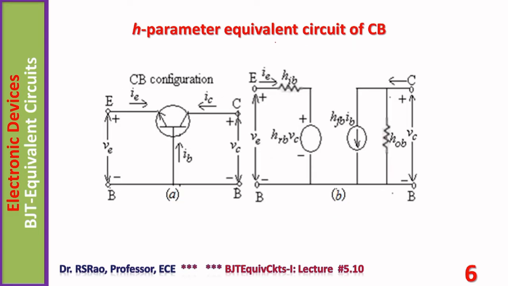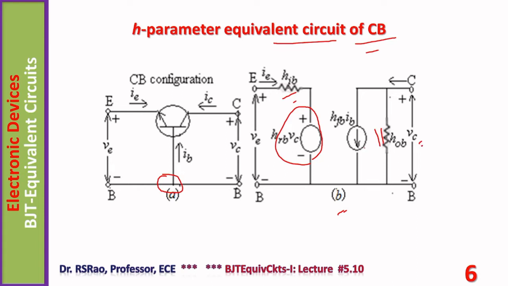Now we consider the H parameter equivalent circuit of CB. The base is common, that's why it is the CB configuration. Here is shown the equivalent circuit. Here also one can find a resistance HIB, a conductance HOB, a dependent voltage source HRBVC, and a dependent current source HFBIB. The output voltage of the dependent voltage source depends upon the output voltage VC.